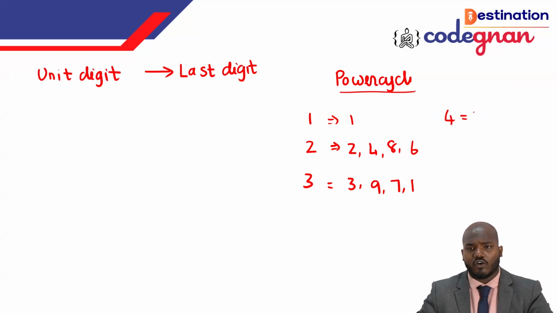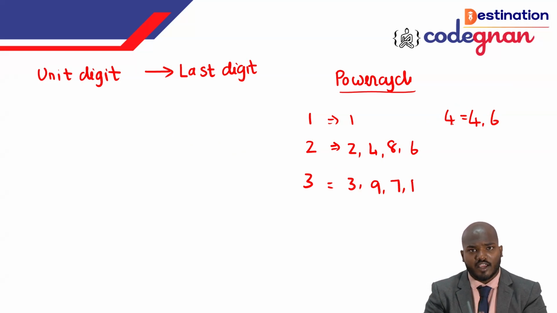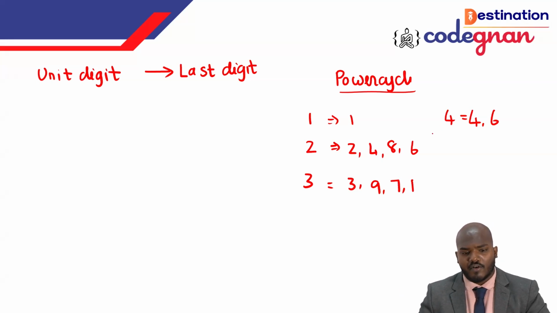Now taking 4: 4 power 1 is 4, 4 square is 16, so 6, and 4 cube is 64, so 4, and 4 power 4 is also ending with 6. Please understand the power cycle. The cycle keeps on repeating, and it will never give you any other digit whether you take the square or cube, it follows only the loop we made. Make sure you remember the power cycle. If you understand the power cycle, you can solve unit digit questions in the easiest way.